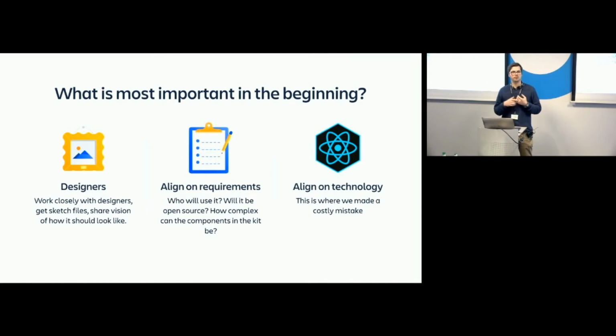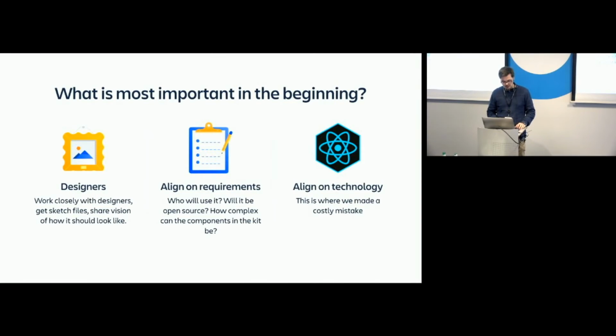And then also you have to align on the requirements. Who will be the consumer of this kit? Will this only be used internally by employees of the company, or will you make it open source at some point? What level of documentation is needed, or do you even need documentation? How complicated should the components in the UI kit be? Should you just have simple UI components like buttons or popovers, or should you go for something more complex like a reusable reporting component of sorts?